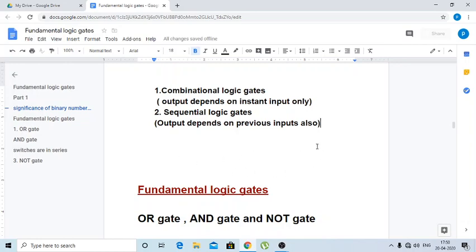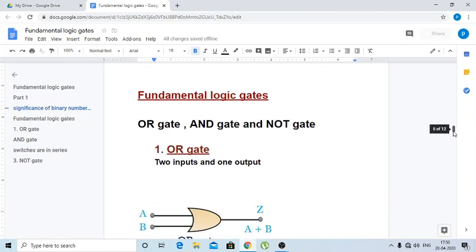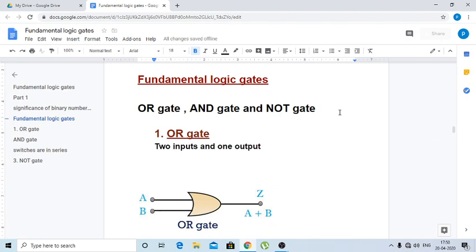But in this class, we are going to discuss only fundamental logic gates. As I said, there are three fundamental logic gates. Why are these called fundamental logic gates? These gates do not have any dependence, it means they are directly constructed. So first, we discuss the OR gate.